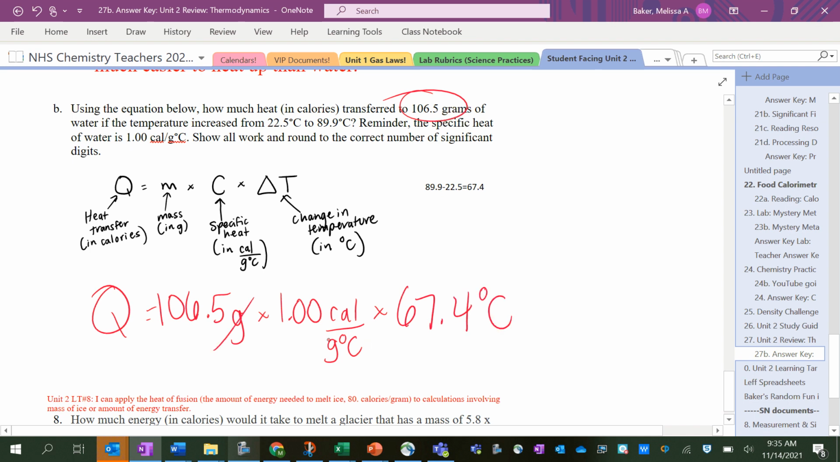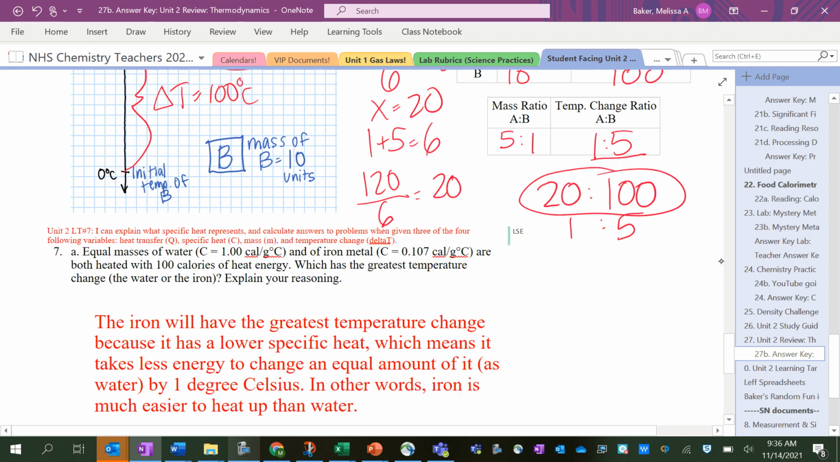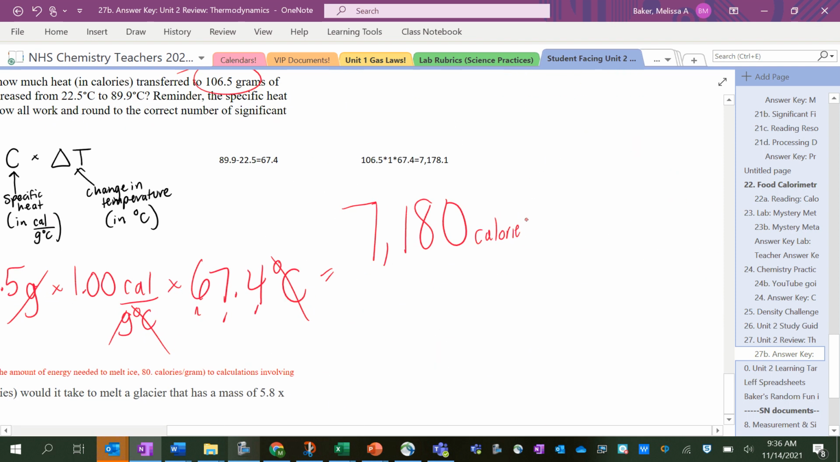Notice what happens with my units, everything cancels out except for calories. So now I want to do 106.5 times 1 times 67.4. I want to pay attention to my significant digits. There's 3 here. So that means the answer is 7,180 calories. Oh, there we go.